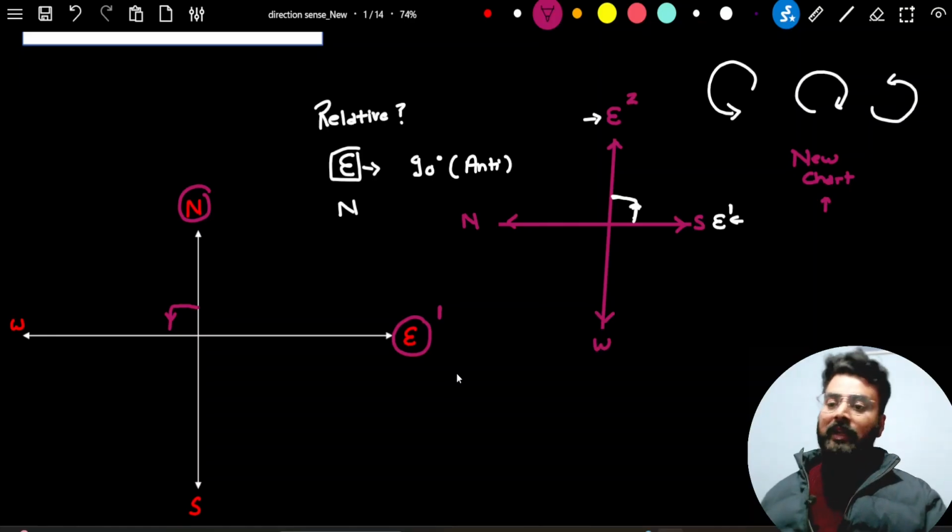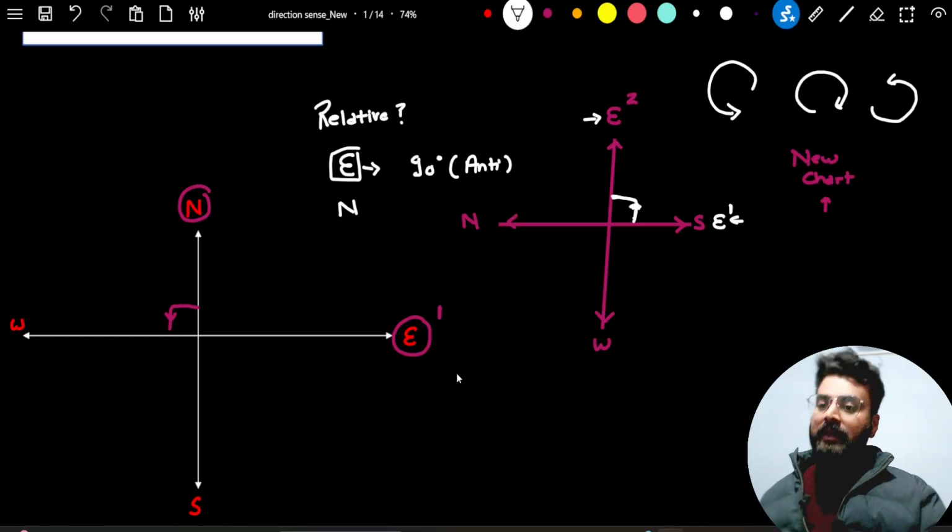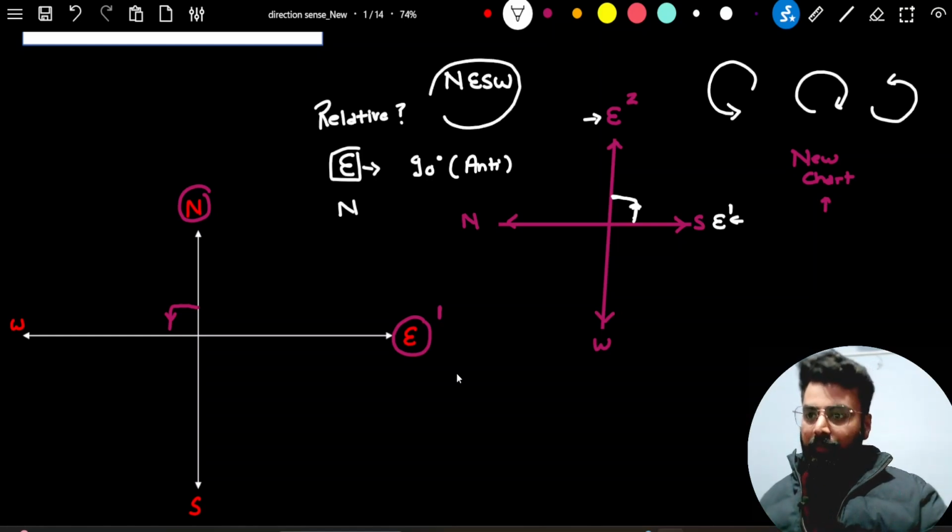So if you are thinking, do I need to think about all of this every time? The answer is no. Let me share a keyword with you which will help you to locate the directions easily. It will make your life easy. So the keyword is NESW, and you have to read this keyword while moving in the clockwise direction. Now let me show you how this keyword is going to help you.